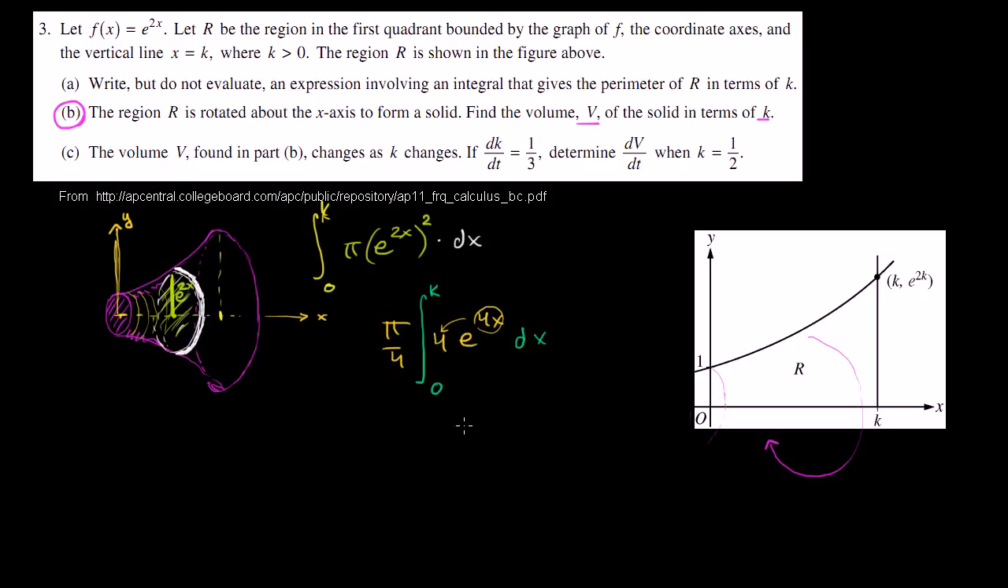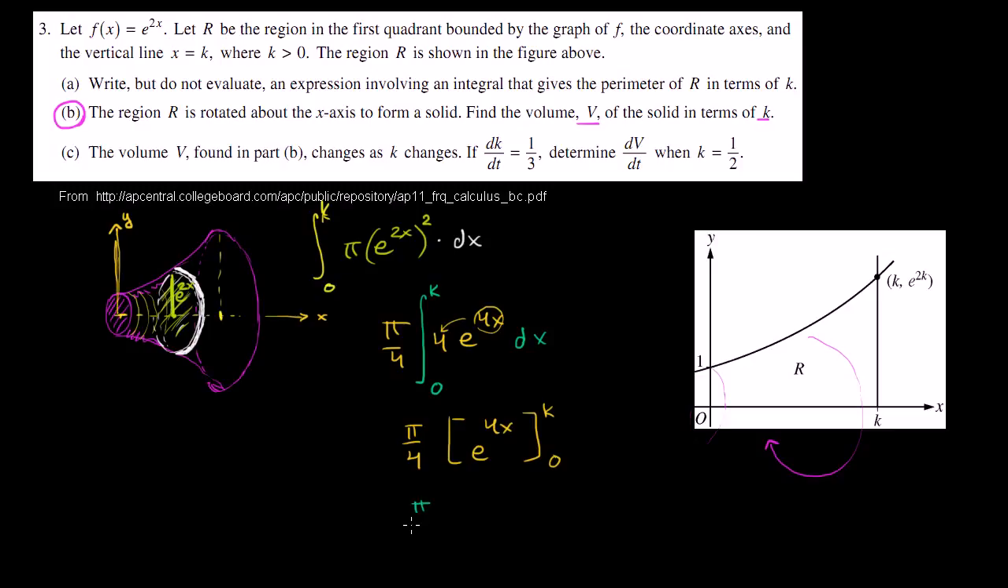So the inside is e to the 4x, and you can verify, if you take the derivative of e to the 4x, it is the derivative of 4x, which is 4, times e to the 4x. So this right here is the antiderivative of that, and we're going to evaluate it from 0 to k, and all of that times pi over 4. And so when you evaluate it at k, it's e to the 4k.